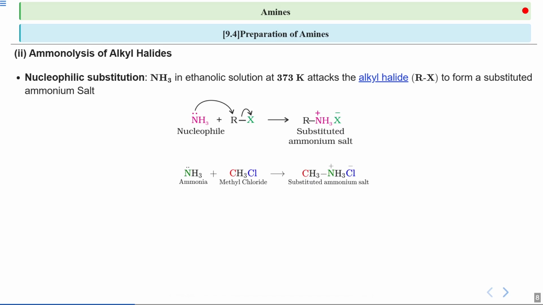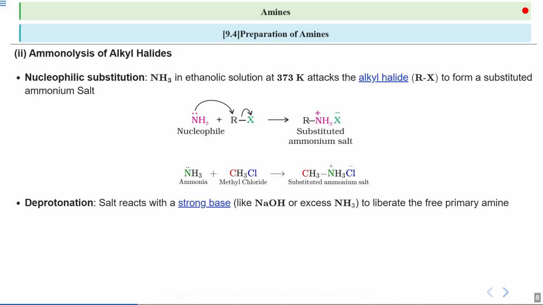If you look at the specific reaction, here you have NH3, which is ammonia. It reacts with methyl chloride, which is an alkyl halide. Ammonia attacks the carbon which is attached to this chlorine. This forms a substituted ammonium salt. Here you will see that this NH3 has replaced the chlorine from methyl chloride and formed a substituted ammonium salt, that is CH3NH3+ and Cl-. Now next step, what happens?